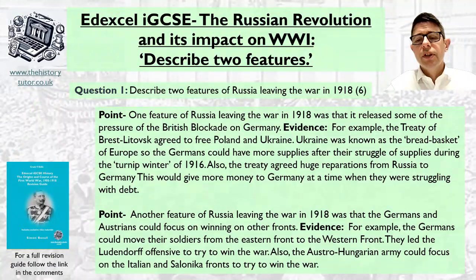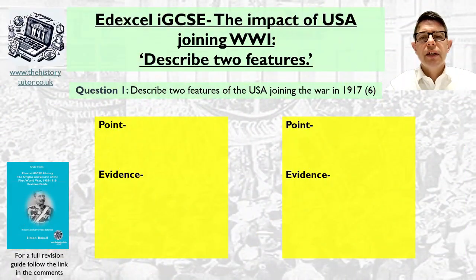I've said also the Austro-Hungarian army could focus on the Italian and flank front to try and win the war. Okay, so let's have a look at a second question. Let's have a think about USA joining the war. I've got a question here. Describe two features of the USA joining the war in 1917. Again, it's 6 marks. The same principle applies as the other described questions.